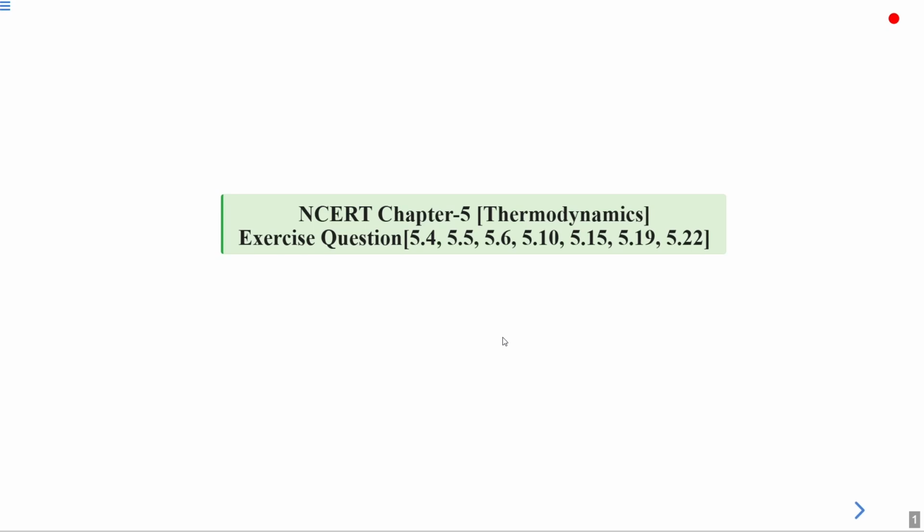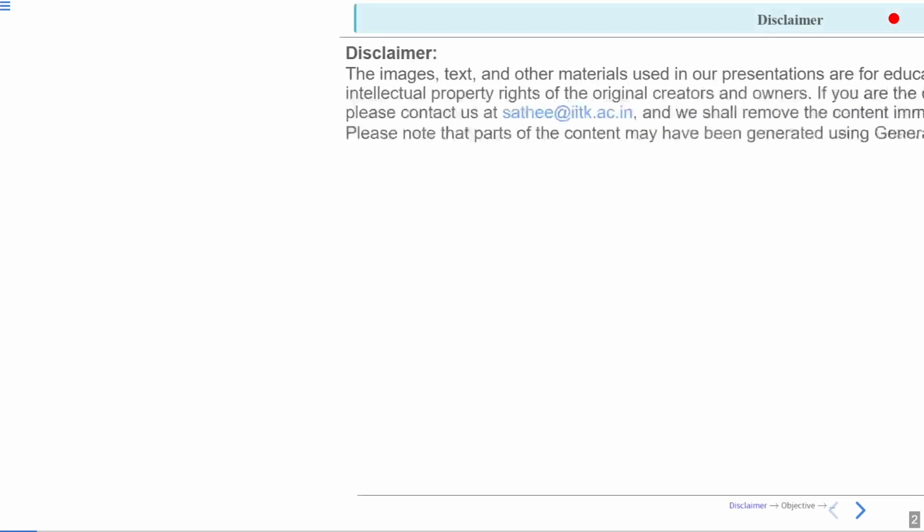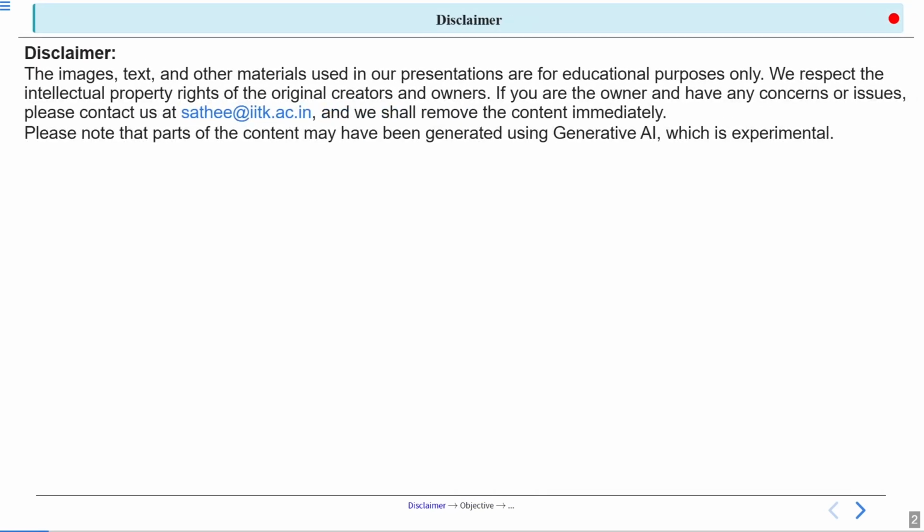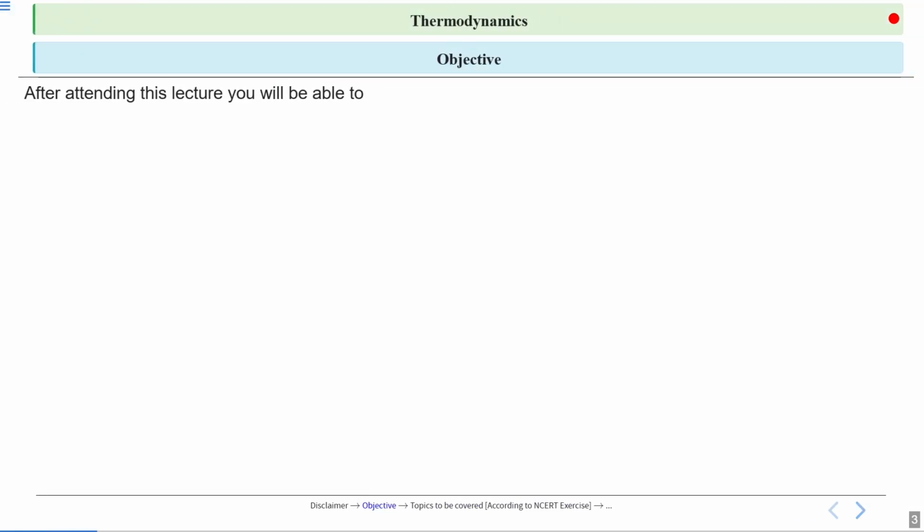So today we will do the NCERT exercise of the chapter Thermodynamics. There are a total of 7 questions that we will cover today. You can see the list of these questions. This is the disclaimer. Now, our objective would be to cover as many problems as we can.